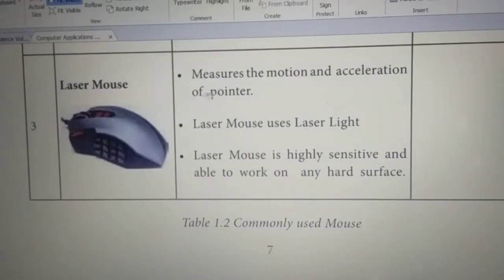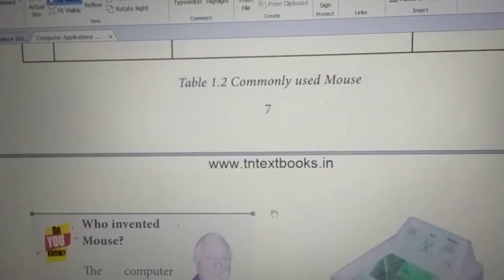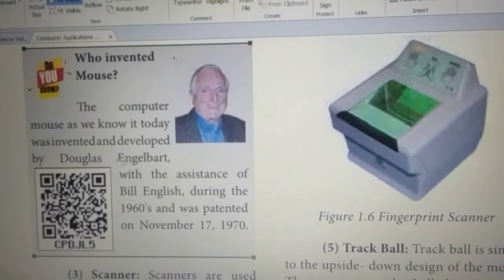Laser mouse: it measures the motion and acceleration of the pointer. The laser mouse uses laser light. It is highly sensitive and able to work on any hard surface. Okay, who invented the mouse?